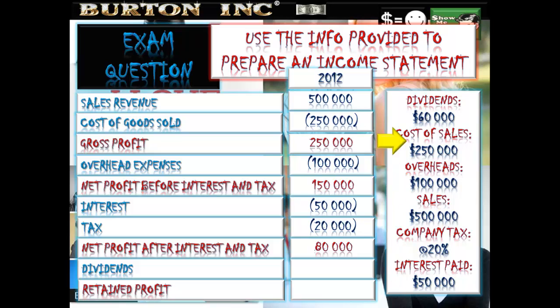We have got a dividend figure. We've been told how much of this profit is being paid out in dividends. We'll just plug it in. Again, it's a negative number, it's in brackets. We're not given a retained profit, but we know that if we're not paying a net profit after interest and tax out in dividends, then that money is necessarily remaining within the business. So retained profit of 20,000.